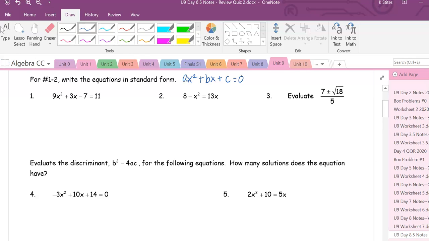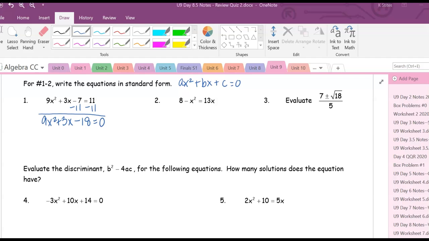So in number 1, the big thing here is you have this 11, okay? We do need to have an equal 0, so we will subtract our 11 over and then bring everything down. Negative 7 minus 11 is negative 18 equals 0. All right, so that's just going to be our answer for number 1.